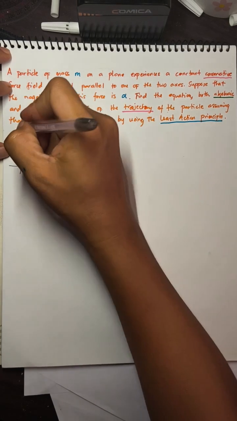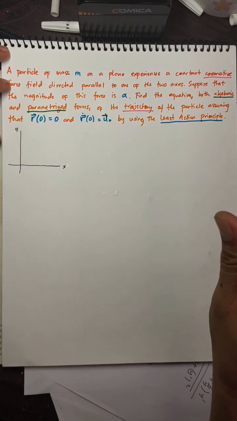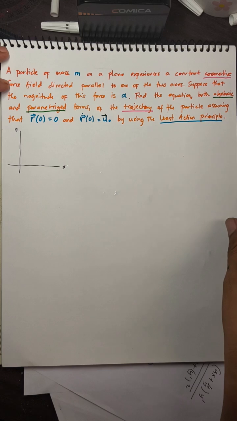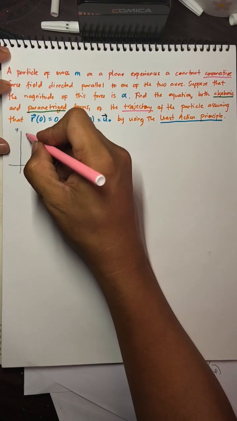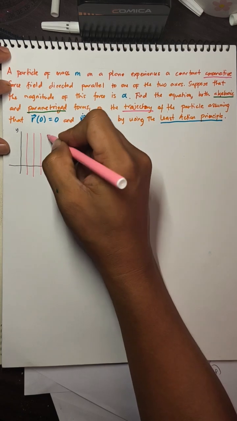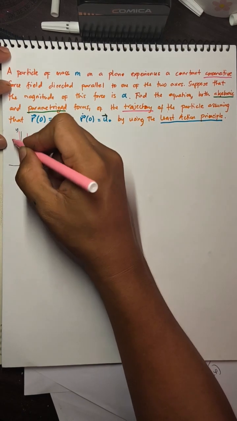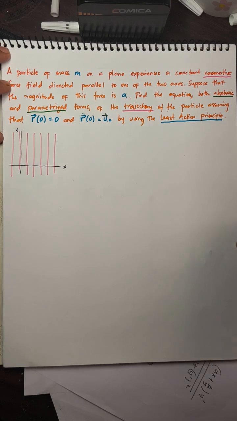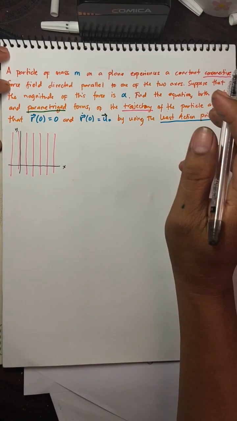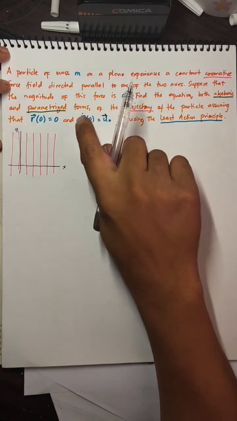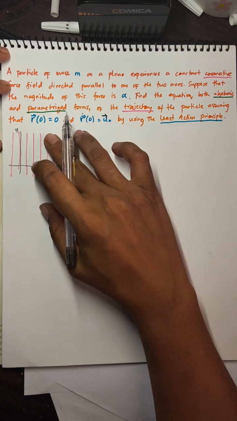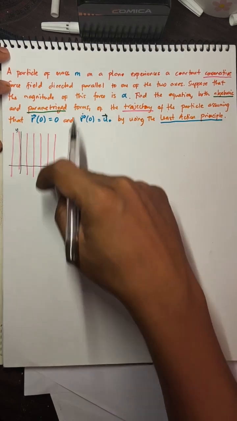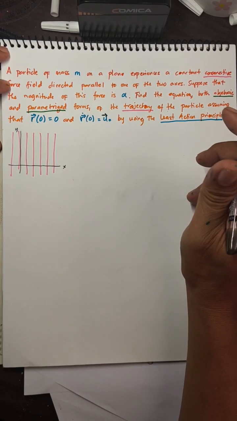We have, let's label x and y. So the force is parallel to one of the two axes. Let's just say that the force field is parallel to the y-axis, and it's either going up or going down. This is a constant magnitude everywhere. It doesn't depend on y if it is parallel to the y-axis.